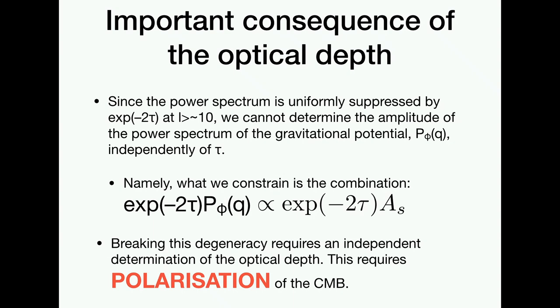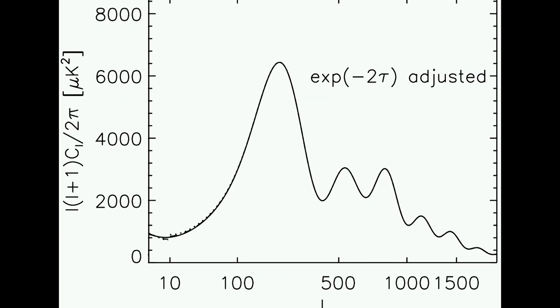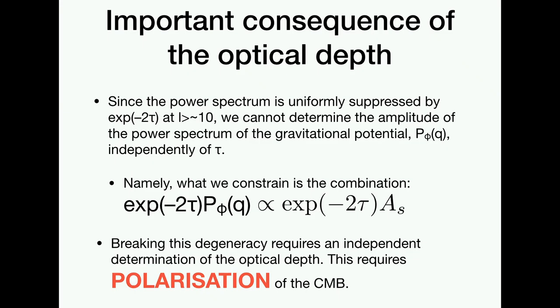So an important consequence of that is that if you use only temperature data, and the error bars here are so large because of the cosmic variance, this is where the information comes from. Therefore, you cannot actually determine the amplitude of potential fluctuations at the last scattering surface. The only thing you can observe is e to the minus 2 tau times the amplitude of potential. This is not good news, because this is precious information, right? Primordial amplitude of fluctuations. Why is it a bad thing?